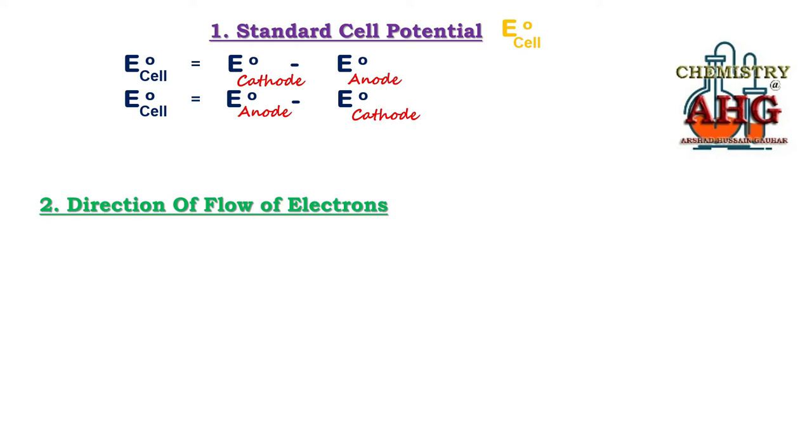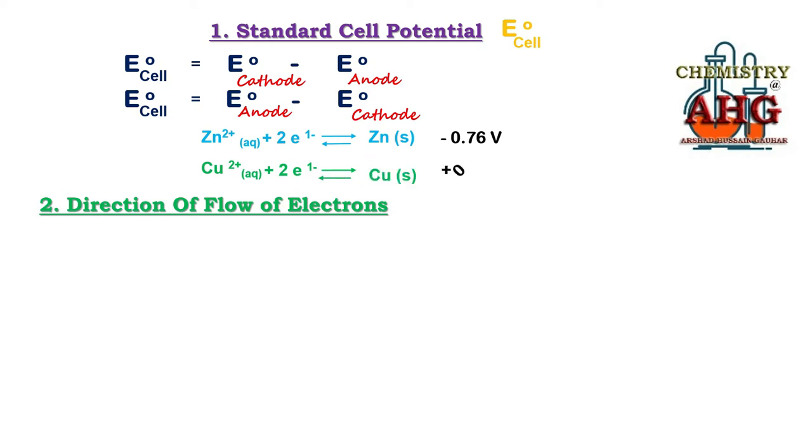Let's see. First of all, whenever you have been given two half cells, how will you decide in which half cell reduction or oxidation will take place? Look at these two examples. I am giving you one half cell of zinc. The standard reduction potential of the zinc half cell is negative 0.76 volt, and the standard reduction potential of the copper half cell is plus 0.34 volt.